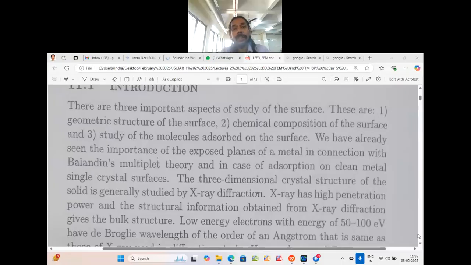Any element, when we talk of perovskites, spinels, any metal oxide, any catalyst material, we can probe the surface of these solids, and we can know the oxidation state of these elements as well as the chemical composition of the solid surfaces using X-ray photoelectron spectroscopy. X-ray photoelectron spectroscopy is also called ESCA. ESCA means electron spectroscopy for chemical analysis.